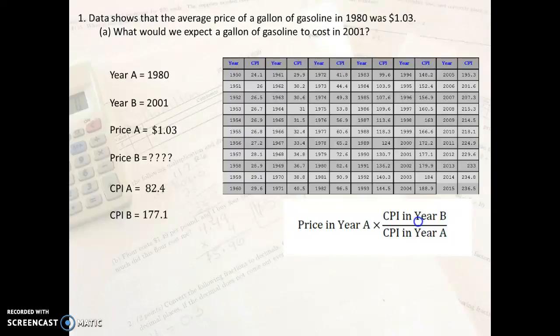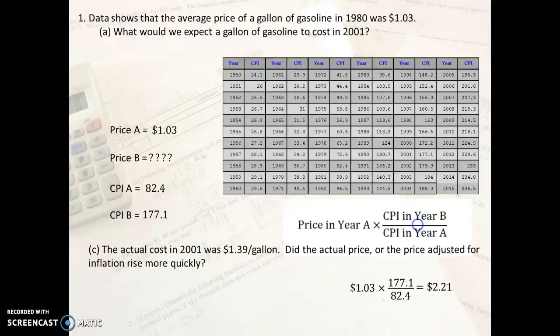Now we can put things in the formula, because the initial price, the year A, is 1.03, so that goes in my formula first. The initial CPI, 82.4, goes on the bottom of my fraction. You can see I put it in the bottom of that, and then the finishing CPI, 177.1. Put it all together. The calculator shoots out an answer. I round it to look like money. Let's face it, we're dealing with gasoline money numbers here. So $2.21.